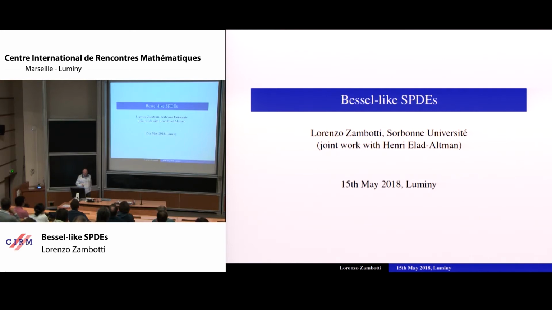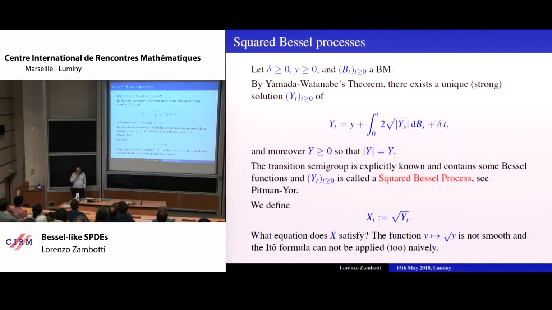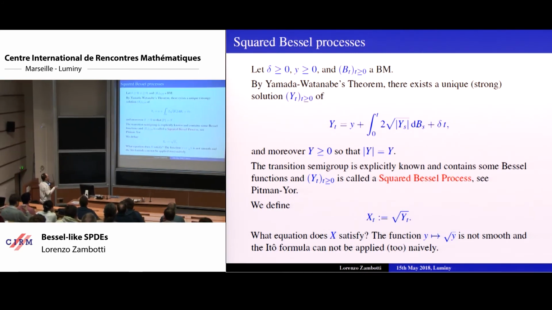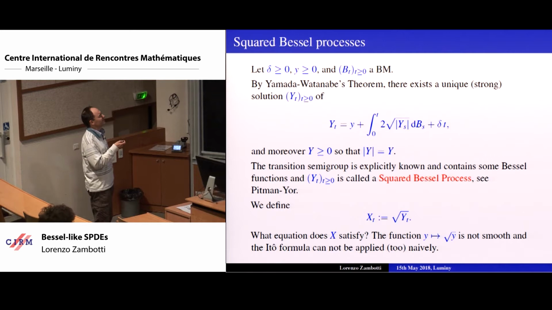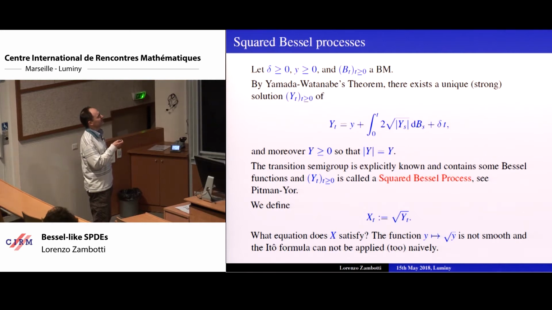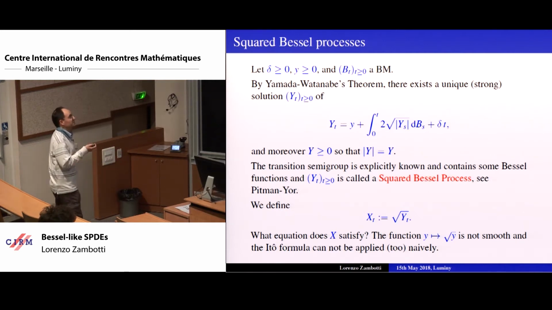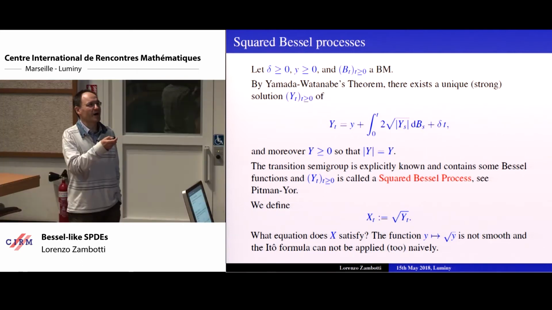Okay, so let me start with Bessel processes. So in fact, the squared version. So this is the SDE in R+. You fix some parameters: delta, which essentially plays the role of a dimension, and y, the initial condition. Both are non-negative. B is a standard Brownian motion.